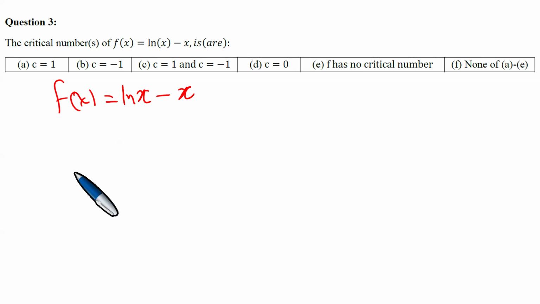Right, please alert us. What are the critical numbers of this function? What are the critical numbers of this particular function? What are the critical numbers of this particular function?